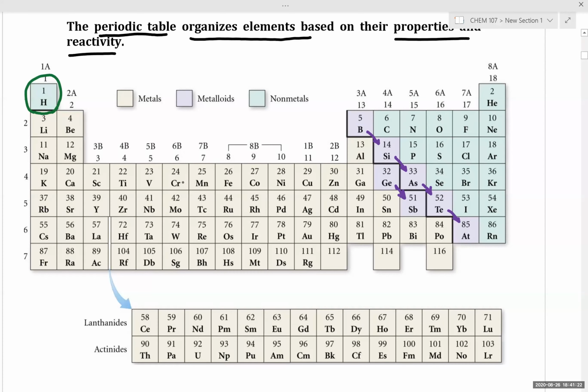Any questions on these major divisions of the periodic table?